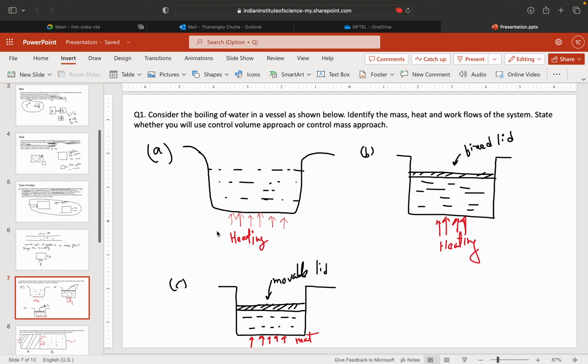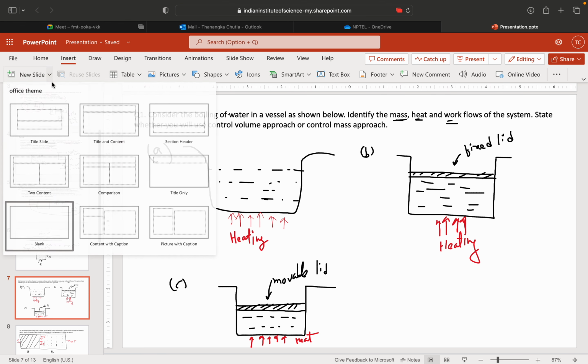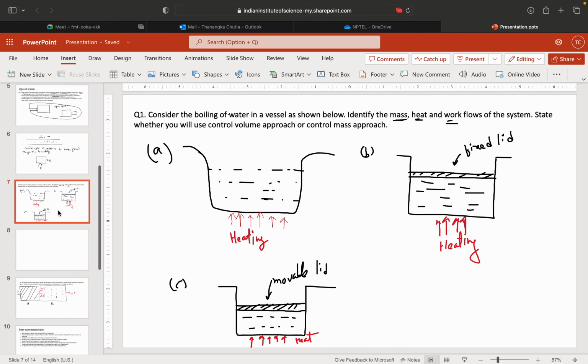Let us try to solve this problem. Now, consider the boiling of water in a vessel as shown. There are three different conditions which I am giving you. In this, you have to find out the mass flow through the system, the heat flow through the system, and the work flow through the system.